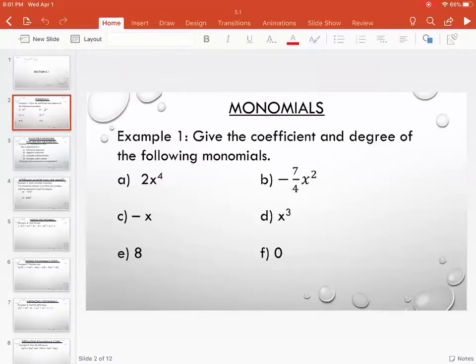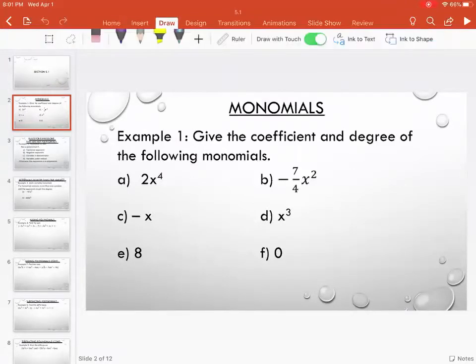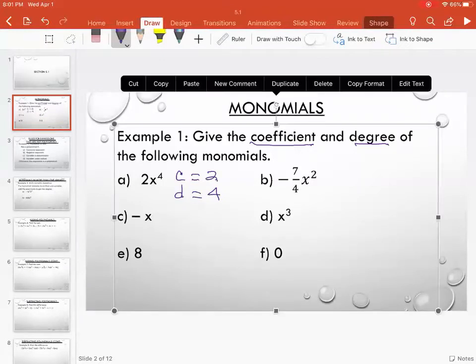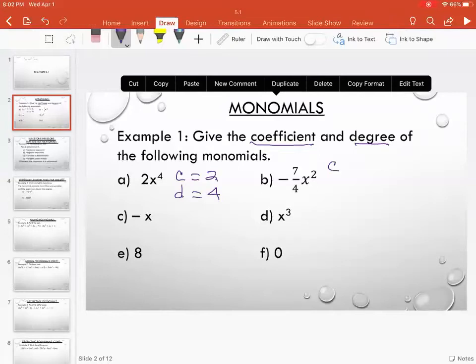When you're looking at a polynomial, the coefficient is the number in front of each term. The degree is the highest power. So for A, the coefficient is 2, the degree is 4. For B, the coefficient is negative 7/4, the degree is 2.